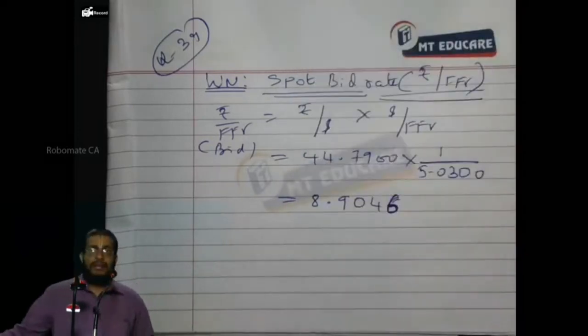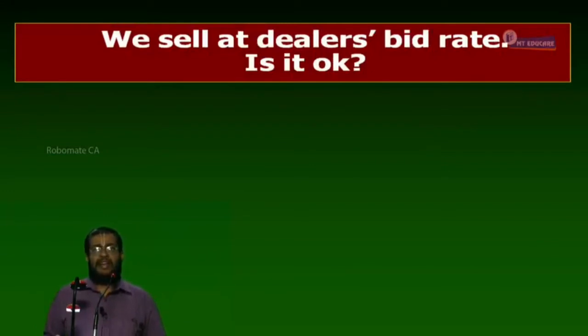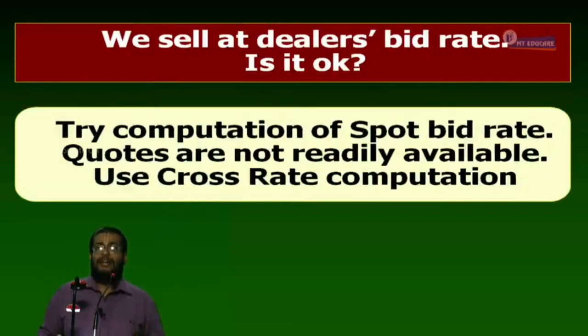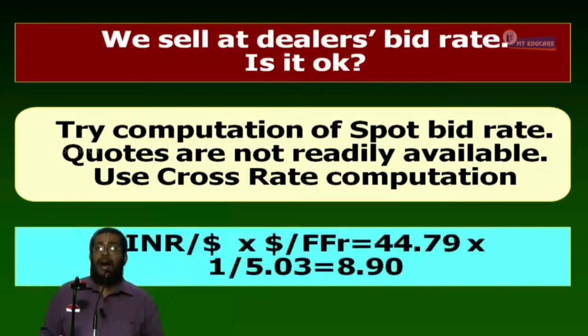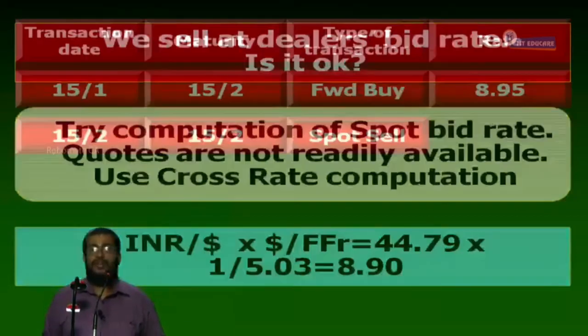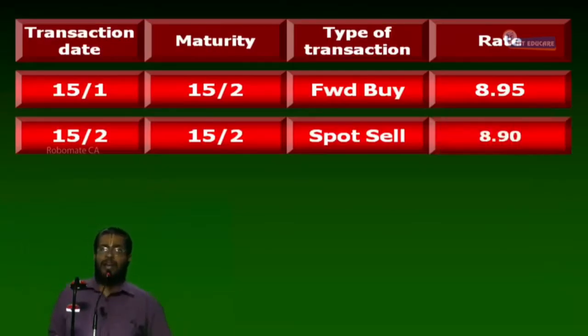Now, for your benefit, I'll do the working once again. The seller dealer's bid rate, okay or not? Computation of spot bid rate. Quotes are not readily available, so use what rate? Cross rates for calculation. INR to dollar into dollar by French franc is equal to 44.79 into 1 by 5.03, which is equal to 8.90. You got it as 8.9046, round off to 8.90. Now, write in the main table 8.90.